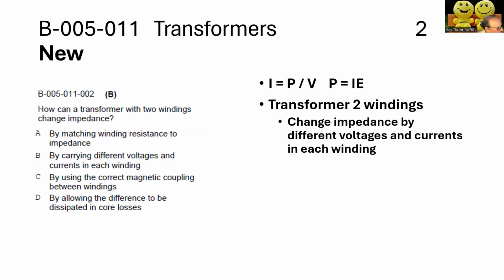How can a transformer with two windings change the impedance? So that can happen because both windings could be at different voltages and different currents, and that results in an impedance being changed. So B is the correct answer, by having different voltages and currents in each winding.